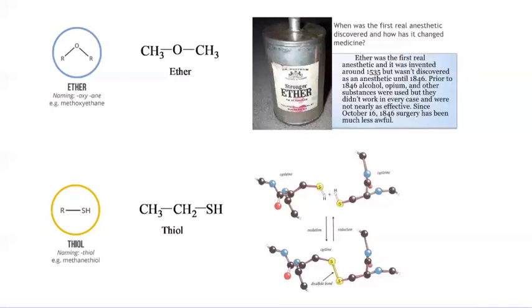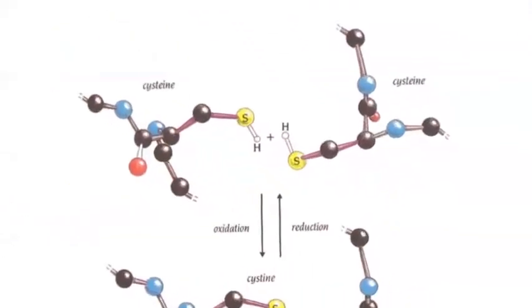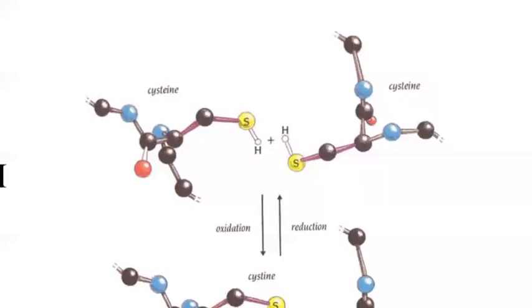When it comes to thiols, we learned that a thiol is where a carbon chain is attached to an SH group, okay? And you may think, why are these sulfurs important? Well, in the body, we're going to learn in later chapters that we have what are called amino acids. Amino acids have a side chain, and one of the amino acids that has a side chain that is actually a thiol is called cysteine.